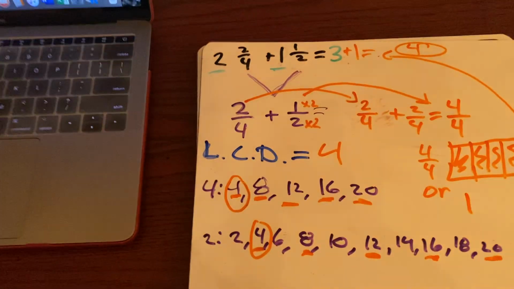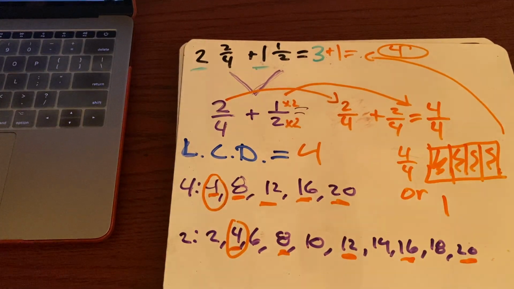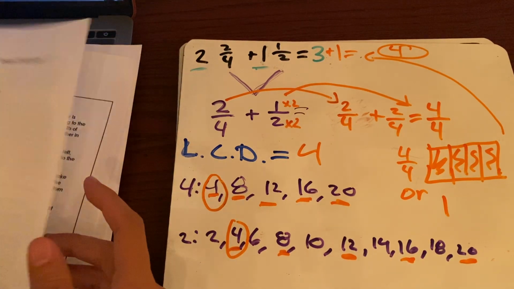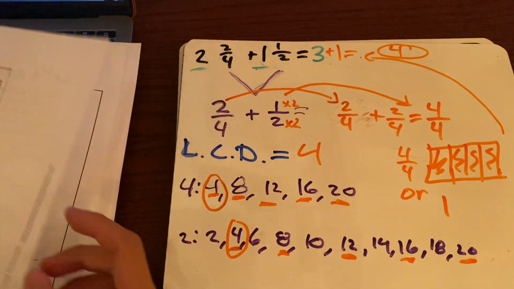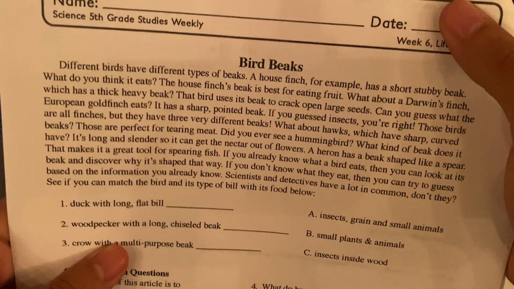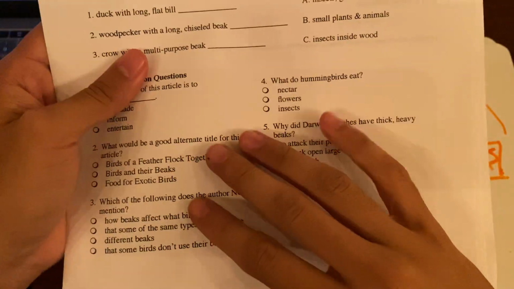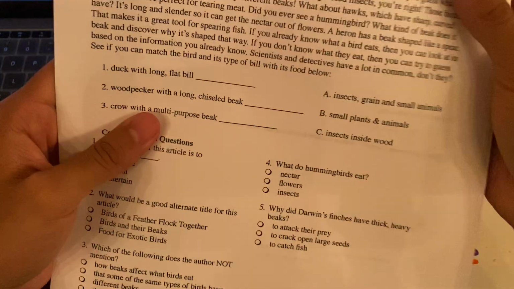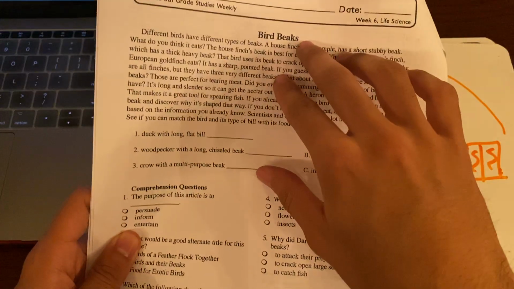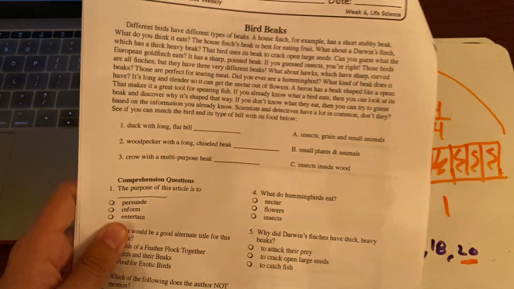Okay, so that's it for math. For your science, you should have read your whole unit yesterday. So today, you're gonna be completing this page right here, bird beaks, all right? Follow along, very simple instructions. And it gives us very cool information, I think, about birds, all right?